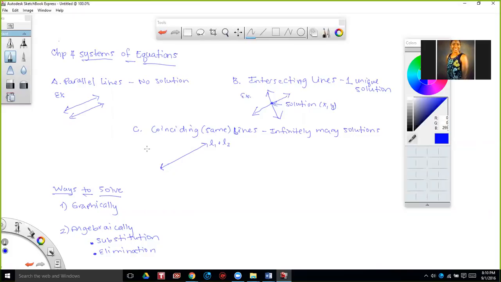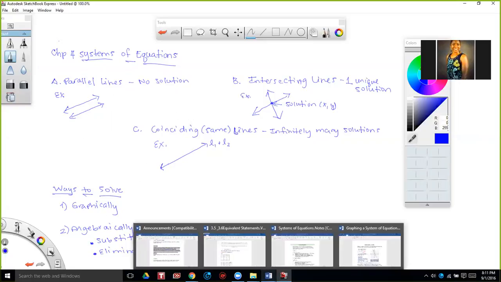So, let me just put example. These are examples. Ways to solve systems of equations, we'll do it graphically and algebraically. Algebraically, we're going to use two methods, the substitution method and the elimination method. There are other ways, but I'm going to show you the substitution method and the elimination method. All right, so we're going to start by solving a system graphically. So let's look at an example.